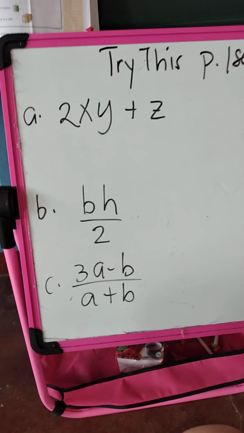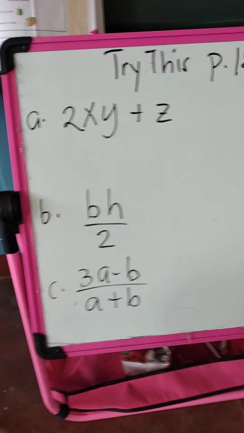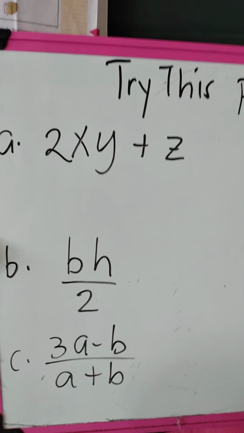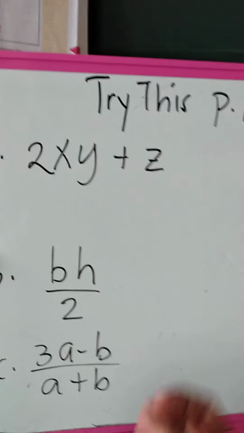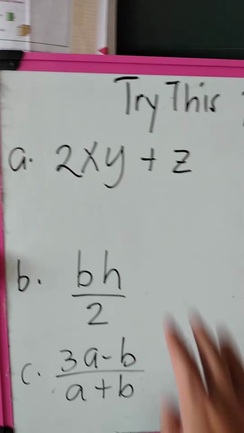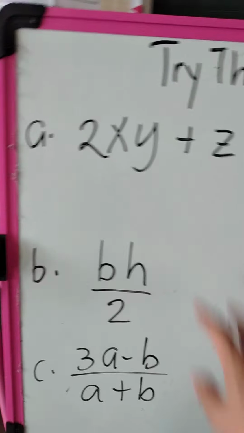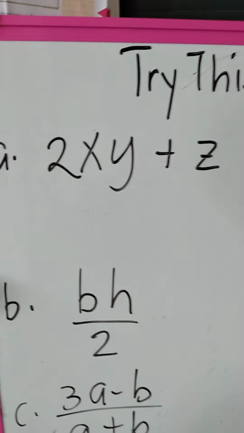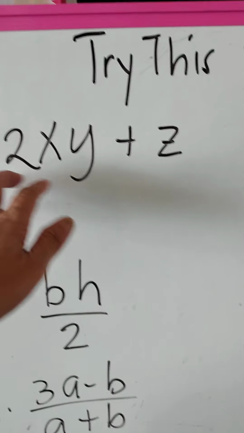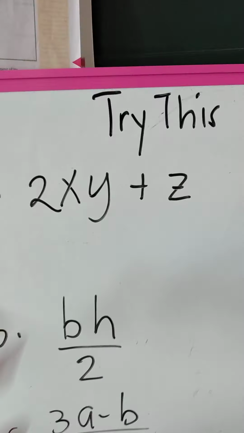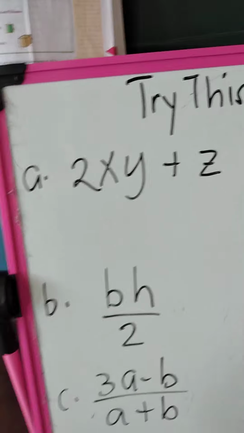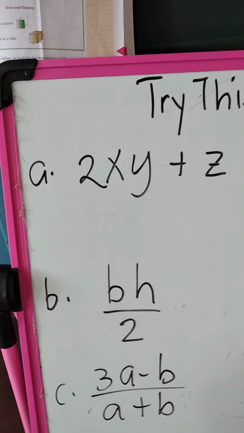So, in letter A, 2xy plus z. You're given there a binomial, meaning there are two terms. The first term and the second term. But in the first term, take note, the operation involved between these three, the variables and the constant, is multiplication.